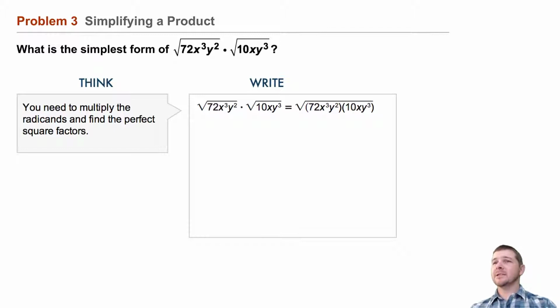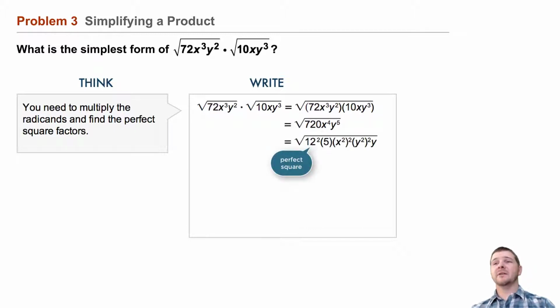Multiplying and simplifying the radicand, it becomes the square root of 720 x to the 4th power y to the 5th power. And then we factor out our perfect square factors. We have the square root now of 12 squared times 5 times x squared squared times y squared squared times y. We'll break our radical into two parts, the perfect square factors on the left and the non-perfect square factors on the right, and write two radicals, radical 12 squared, x squared squared, y squared squared, times radical 5y.